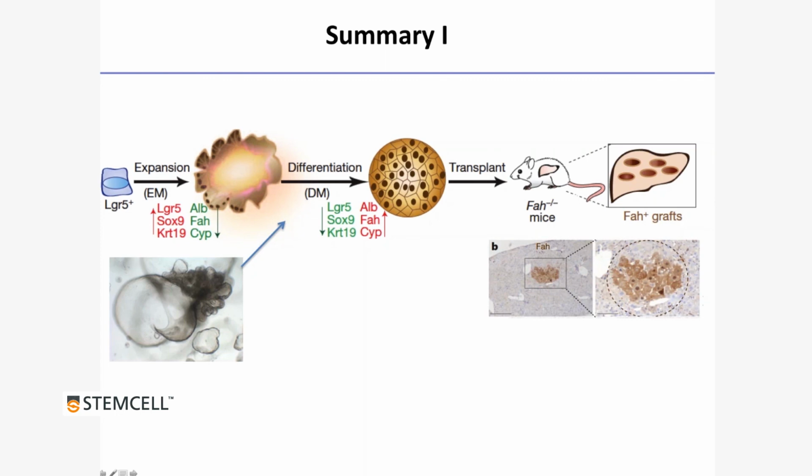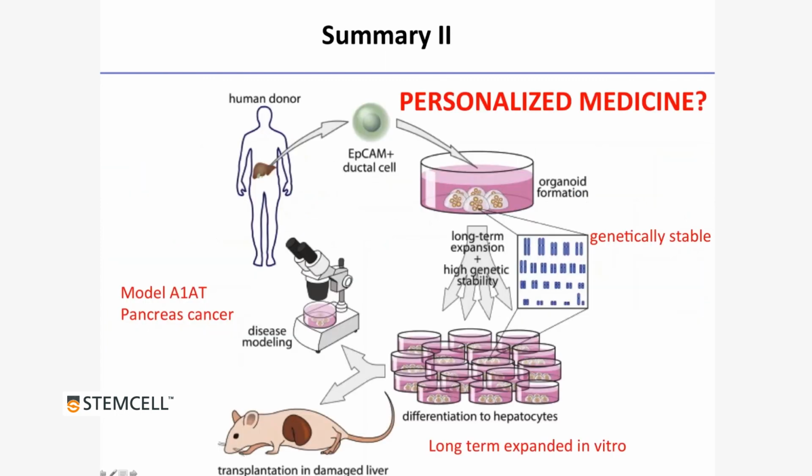So we expect that if we now do the same with human donors, we can isolate these positive cells, expand them in culture, prove that they are genetically stable, and transplant them back into the mouse. Also, when we start with a human patient instead of a donor, we can model diseases, and I've shown you 2 examples: alpha-1 antitrypsin and pancreatic cancer.